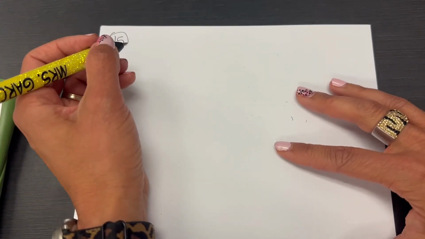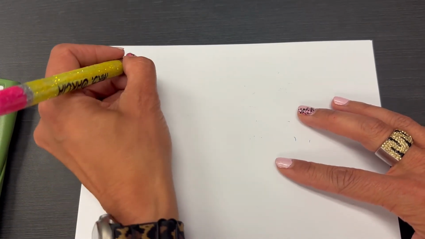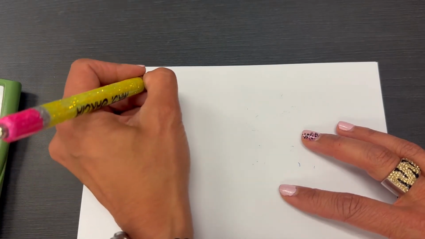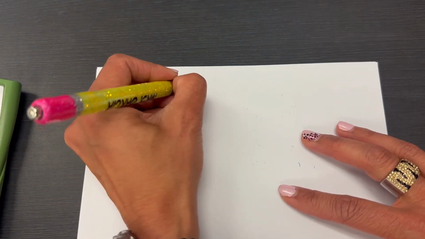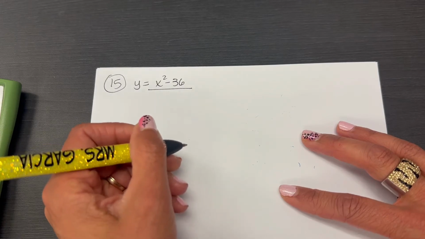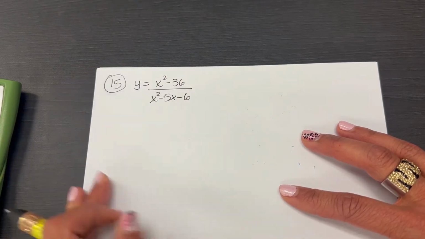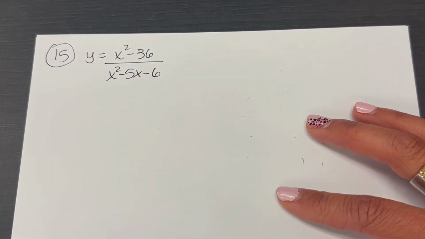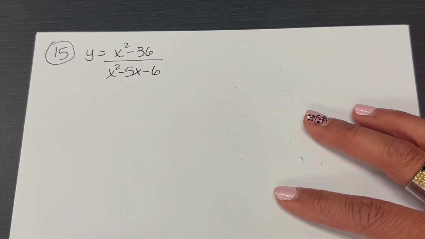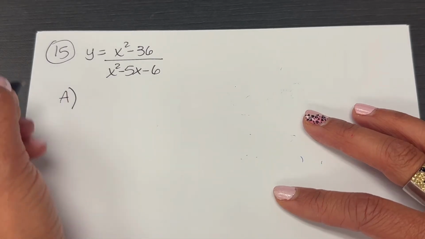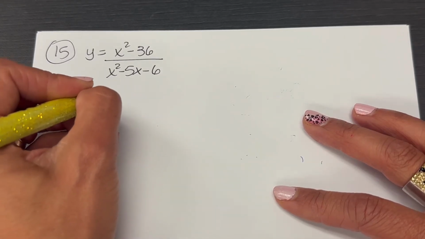Okay, for number 15, it says we're given this function, so I'm writing it down. y equals x squared minus 36 over x squared minus 5x minus 6. Okay, and what does it say? Determine the equation for its horizontal asymptote. Put your answer in exact decimal format. So part A is to find the HA.